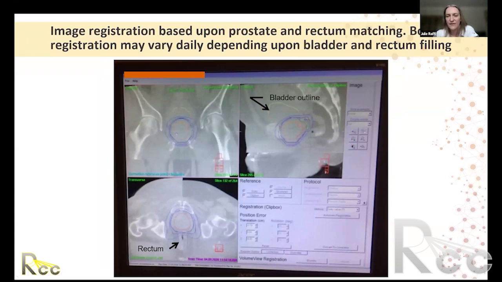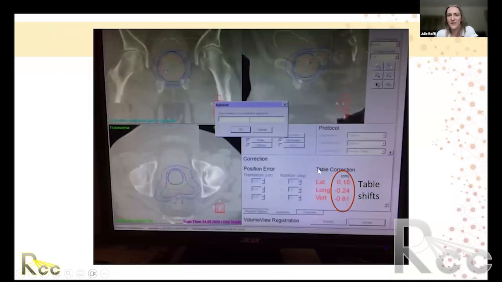As I mentioned, the fill of the bladder and the rectum can really affect your prostate position. And so we'd be matching in this case to soft tissue instead of to bony anatomy. You might notice offsets with the bony anatomy, but the soft tissue alignment is good. And then here we see what the table shifts are after alignment of the soft tissue. Those shifts would be sent to the treatment machine to position the patient properly for treatment.